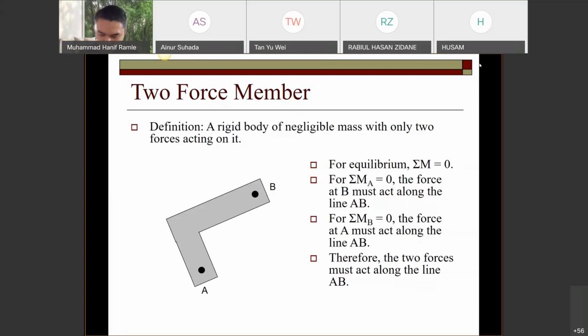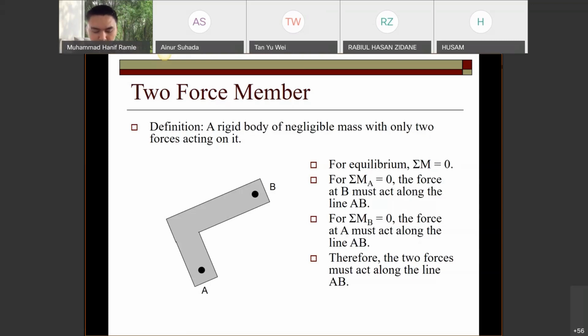All right, two force member. What is the definition for the two force member? A rigid body of negligible mass with only two forces acting on it. So in the single rigid body, the two force member means that there are only two forces acting on the rigid body. That's why we call it two forces only. No other forces are acting.